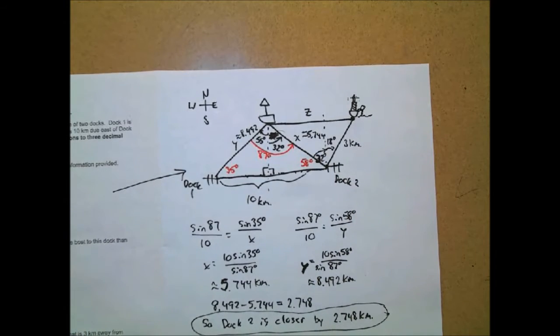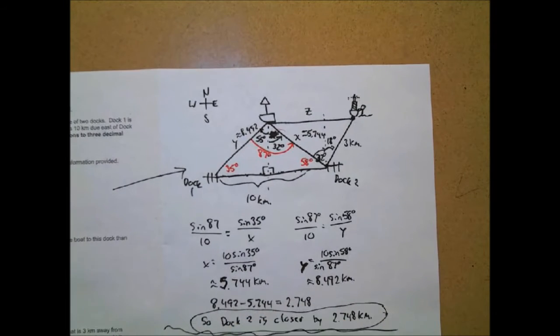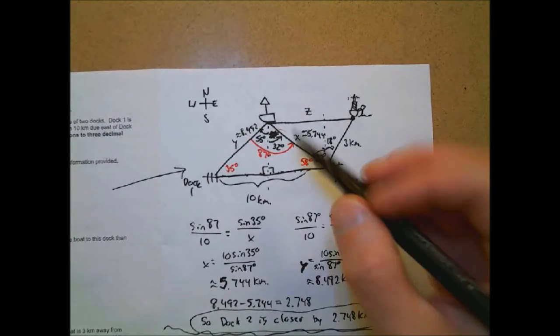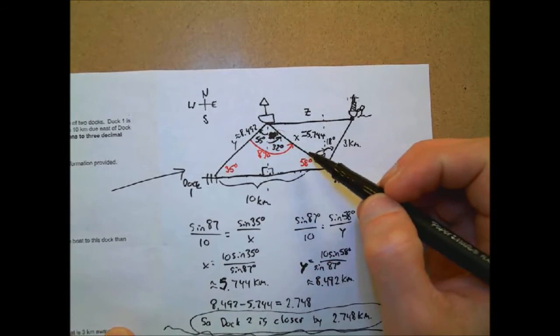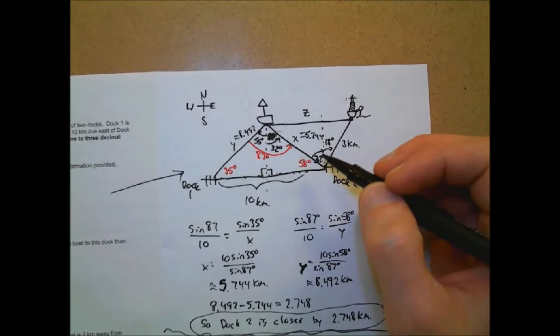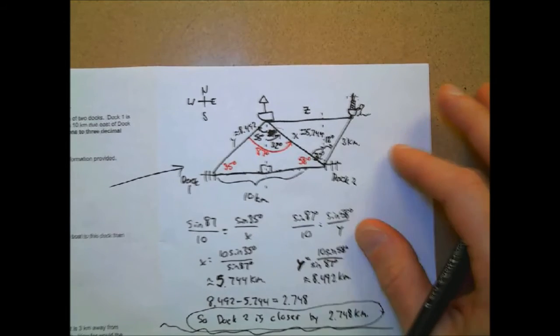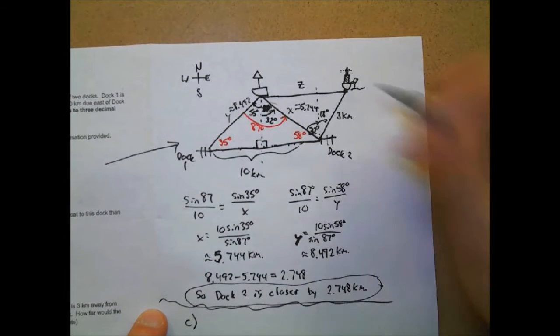Wait. What about the 32? True, but we don't know this is east-west, so we can't say. Right, we don't know if it's parallel or not, or if it's the right angle. So good thinking, but unfortunately, law of cosines is the way we've got to go.